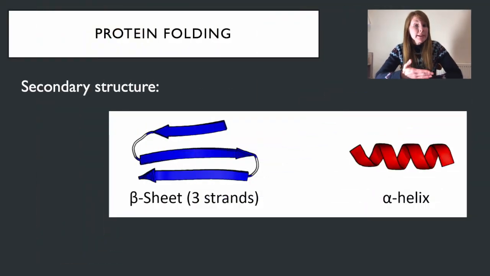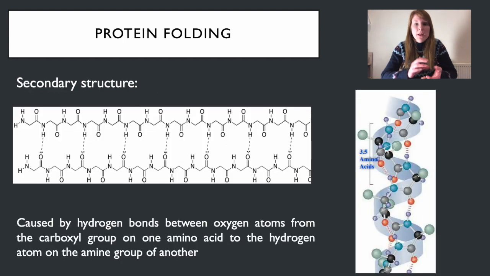Features of a protein secondary structure include things like beta sheets and alpha helices. Both the beta sheets and the alpha helices are formed by hydrogen bonds between amino acids within the polypeptide chain. So the oxygen atoms from one carboxyl group of one amino acid can form a hydrogen bond with the hydrogen atom on the amine group of another amino acid.